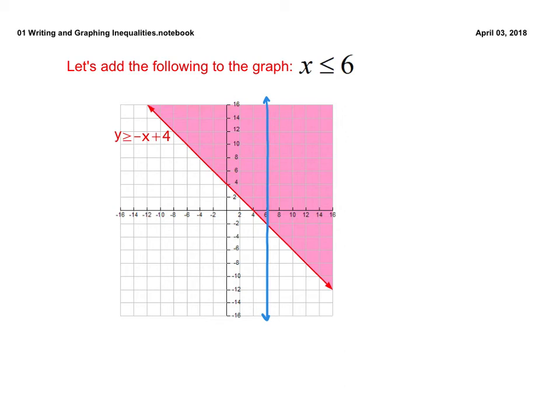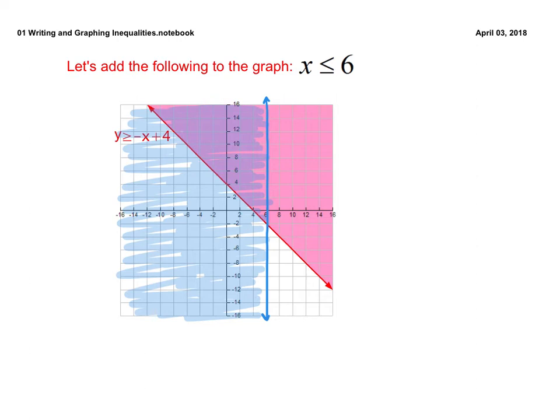So it's much easier to shade a vertical or horizontal line because you're just picking values that are less than it, which is off to the left side. The slant lines can sometimes be a little more confusing. Okay, so obviously it's all of this stuff that we're including in our solution.